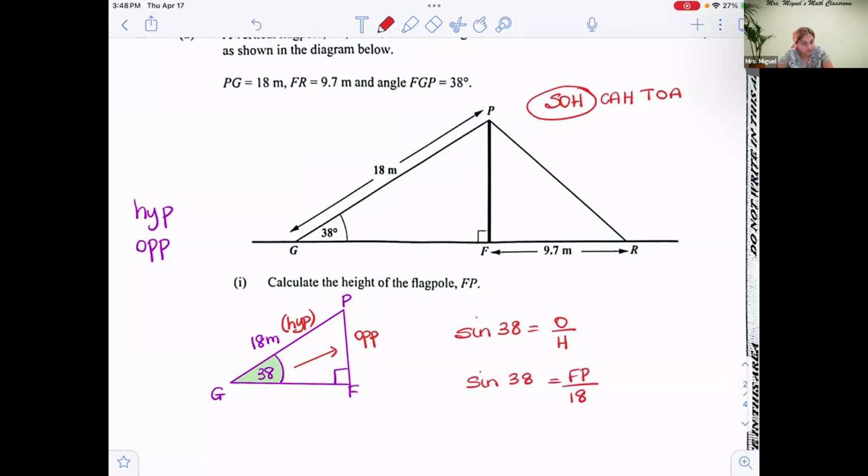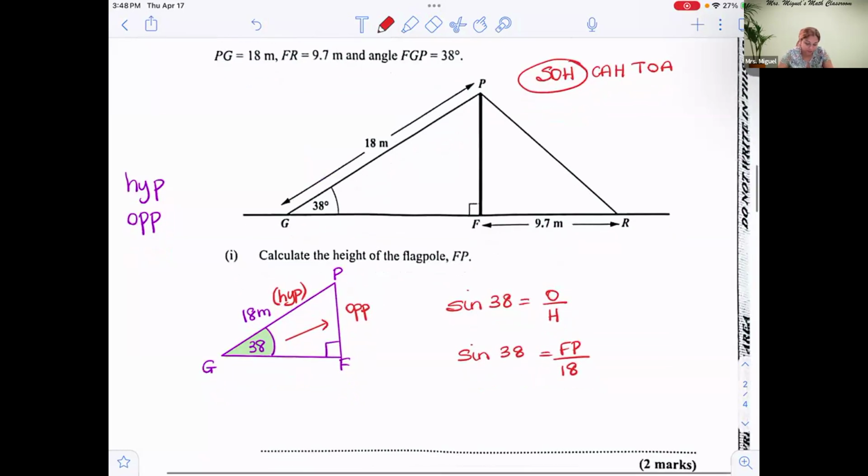Now this is a fraction. I want to remove the fraction. How do I remove the fraction? By multiplying both sides by 18. So I will get FP is 18 multiplied by sine 38. Work that out for me.